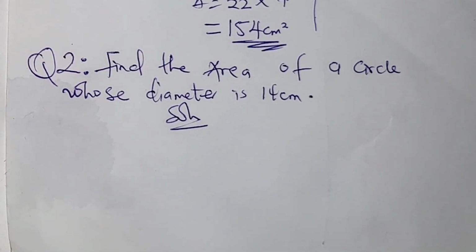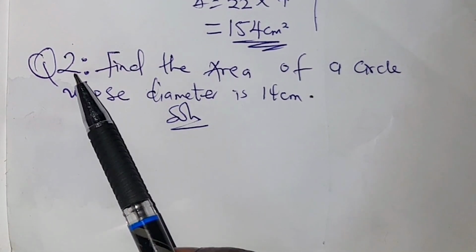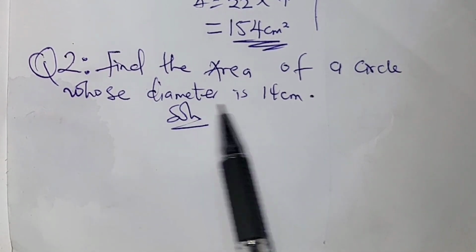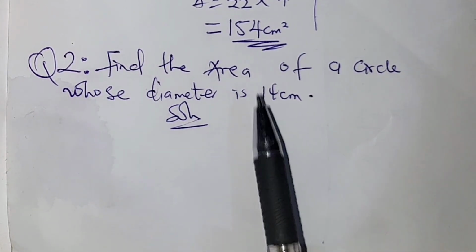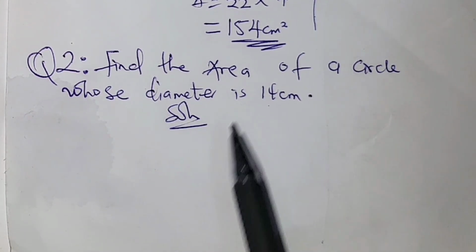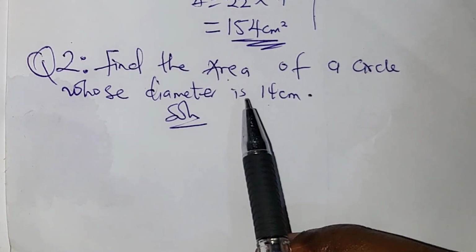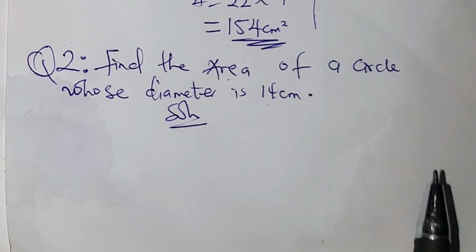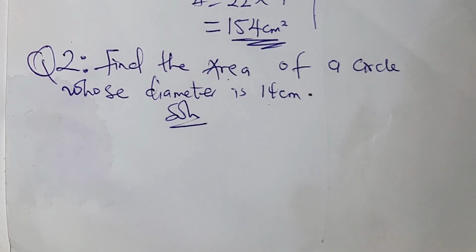Now, in this case, in example question 2, we are asked to find the area of a circle whose diameter is 14 centimeters. So if the diameter is 14 centimeters and we are asked to find the area, we need to look for a formula that has a relationship with the area and the diameter. And in fact, there is no formula that has a relationship with area and diameter.